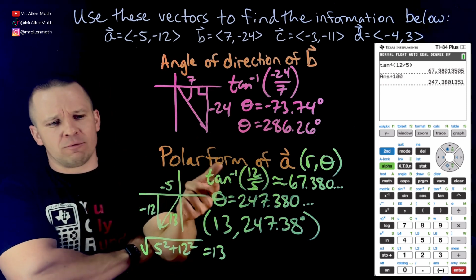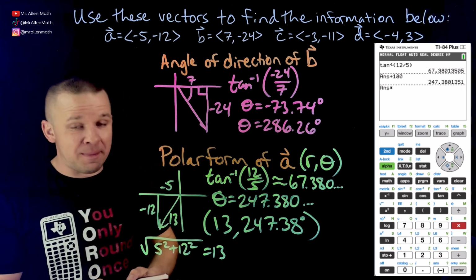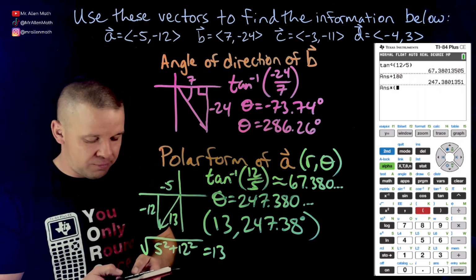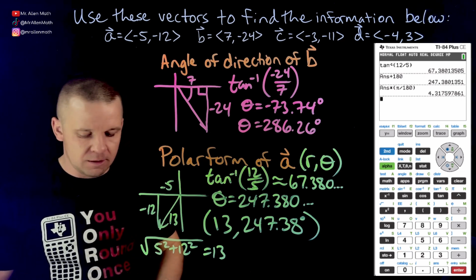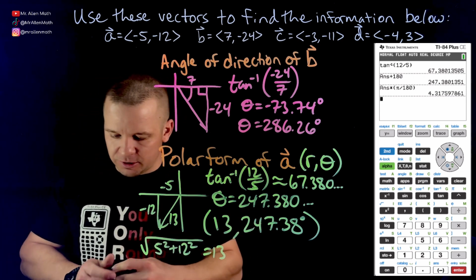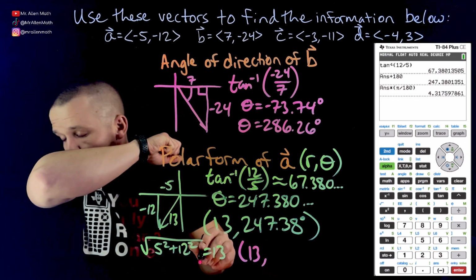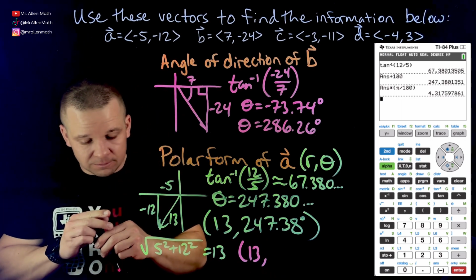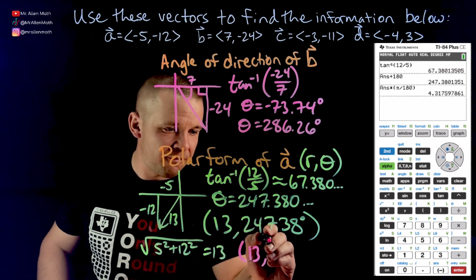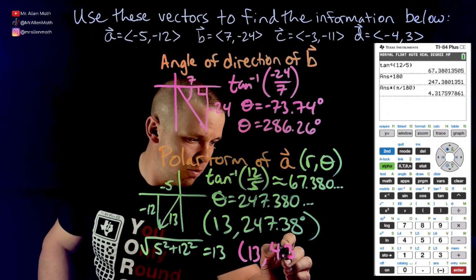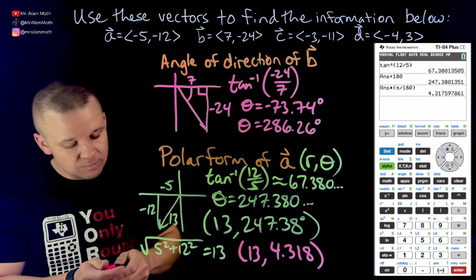Hey, question for you guys. What if they wanted theta in radians? Anyone remember how to convert? You can multiply by pi over 180. So I'm going to put parentheses, pi over 180. So my radians, I'd have this as my answer. I'll do it in a different color. 13, comma, 4.3175, so 318. Boom.